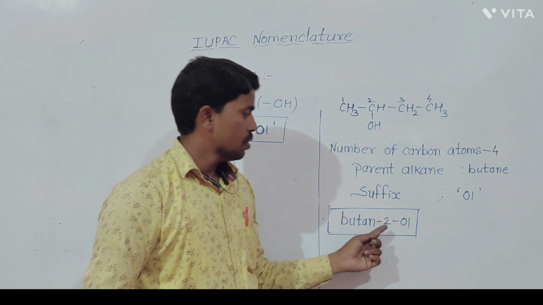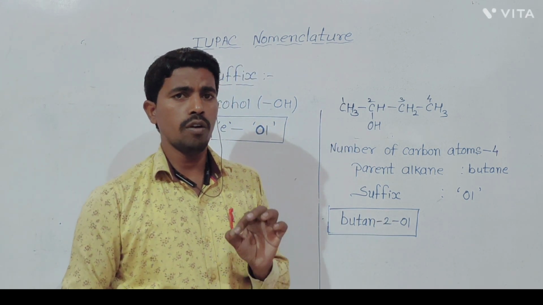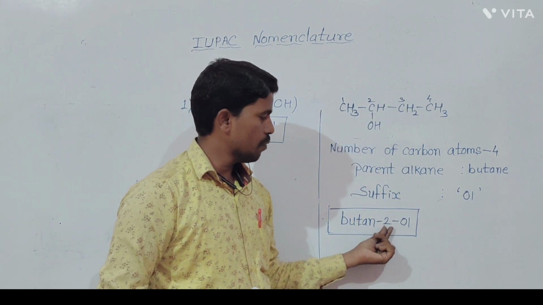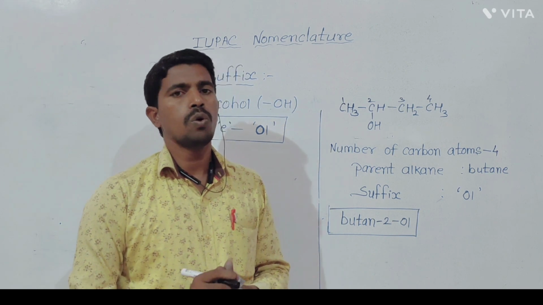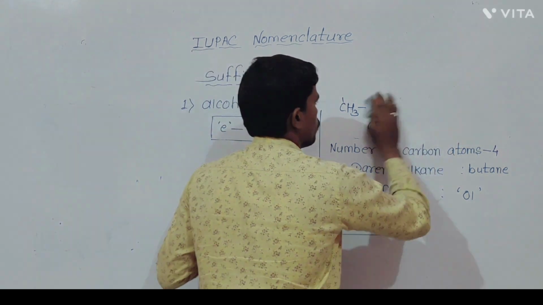Butan-2-ol. This 2 indicates the position of OH. OH is present on the second carbon atom. Therefore, we should write butan-2-ol. One more example.